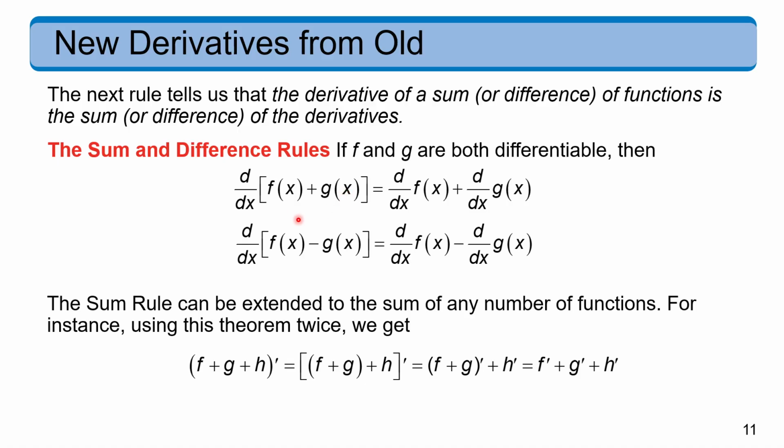These can be extended to sums of any number of functions added together. And here it is written in the prime notation instead of the Leibniz notation. So you can distribute the prime to each term in the parentheses. So you eventually get f prime plus g prime plus h prime. So one way of phrasing the sum rule is the derivative of a sum equals the sum of the derivatives.